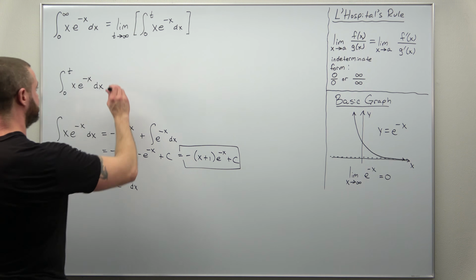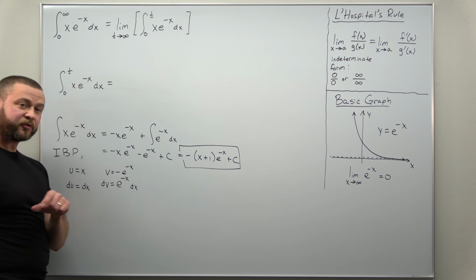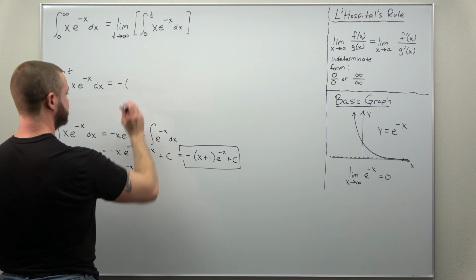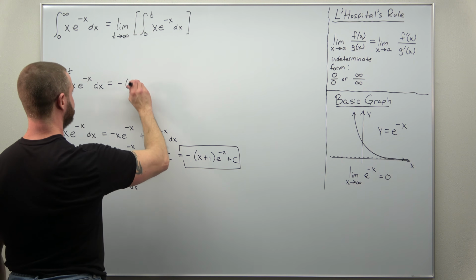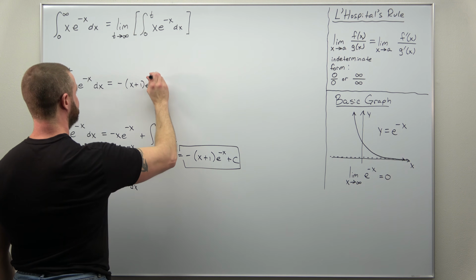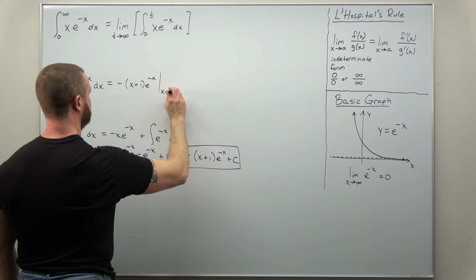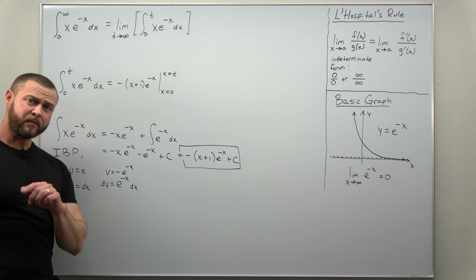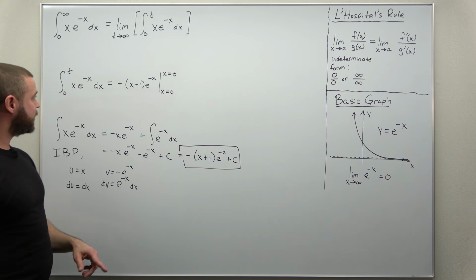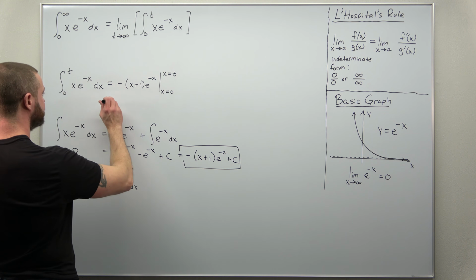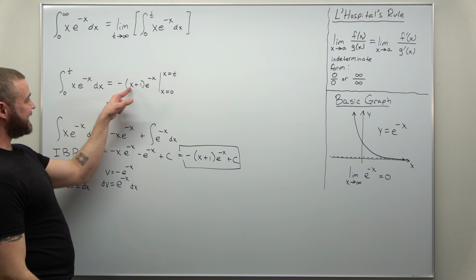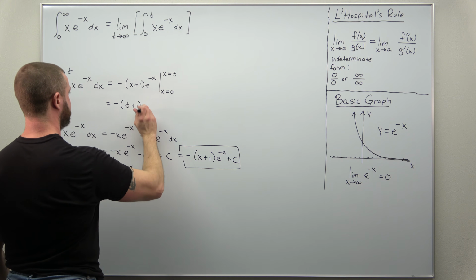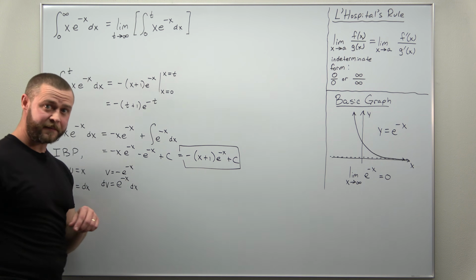Now we just need to apply the limits here. With your antiderivative and a definite integral, you don't need the plus c. So we're going to evaluate negative x plus 1 times e to the negative x from x equals 0 to x equals t. And we just need to plug in here. Just be careful with your signs. If you plug in, looks like we're going to get negative, and then in parentheses, t plus 1 times e to the negative t.